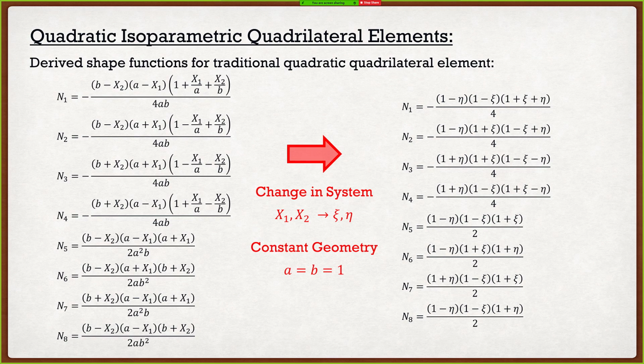Those shape functions in this natural coordinate system are independent of the element geometry, which is great for us. If we look there, it's only a function of z and eta, which is again what we want. We want everything to be independent of that geometry.